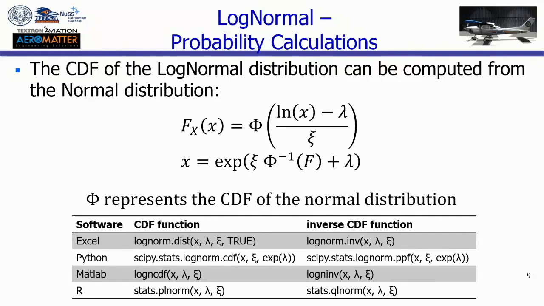Again, all the software uses the lambda and zeta formulation or parameterization. Python has a little bit of a difference where it's expecting a median value. So that's the exponent of the lambda value.